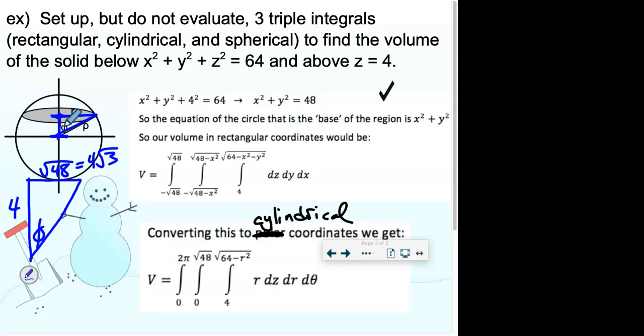The upper bound for rho is a piece of cake. What's the upper bound for rho? It's a constant of 8. The lower bound for rho, so you've got to fill all this space in, right?